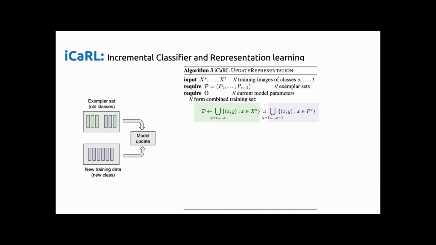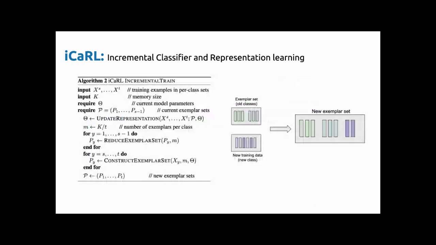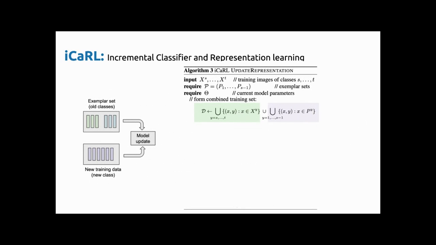Okay, so now we will demystify this missing step, which is update representation, which is where the learning happens. Here we have, again, the training images for your new classes S all the way to T, the exemplar set, which you already saw, and the current model parameters. Your overall training data is composed of two parts. The one highlighted in green is the new data, and the one highlighted in purple is the old data.